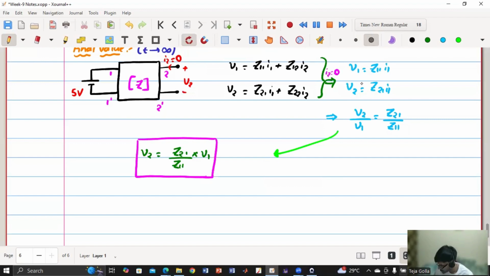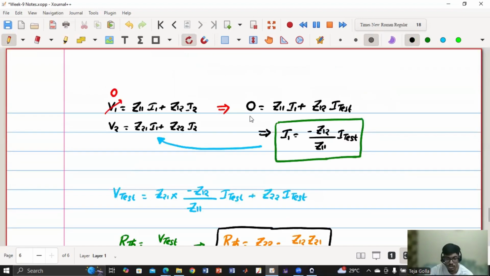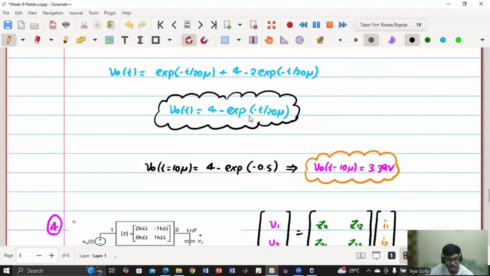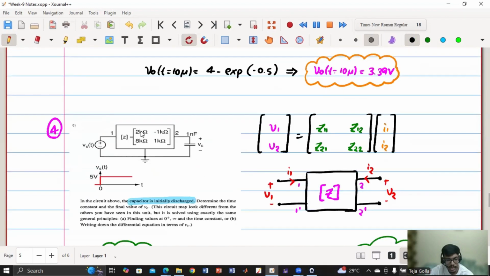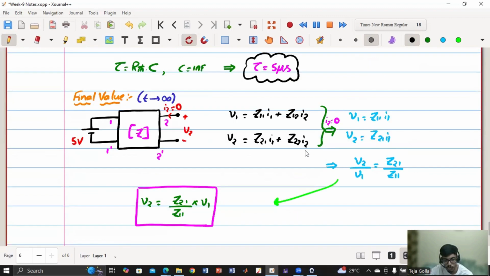So now let us calculate the V2. V2 is nothing but VC, right? So we are going to calculate the value of VC. V1 is given to be 5 volt, and we are doing Z21 by Z11. Z21 is 8K, and this is 2K. So 8 by 4.